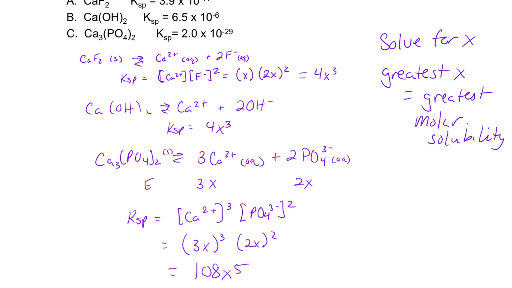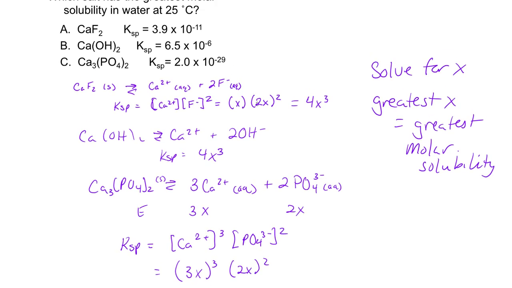So our last multiple choice problem was a quick one because all the ions were 1 to 1. Now we've got two that form 4x cubed and one that goes 108 x to the fifth. And so when we solve for x, what do we end up finding? Let's do this here. So the calcium fluoride, x ends up being 2.1 times 10 to the minus 4.